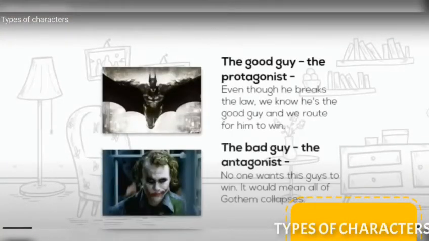In Batman, for example, the good guy or the protagonist is Batman himself, even though he breaks the law sometimes. We know he's a good guy and we want him to win. The antagonist, on the other hand, is the Joker, who's the bad guy. Nobody wants him to win because if he did, that would mean the collapse of Gotham.